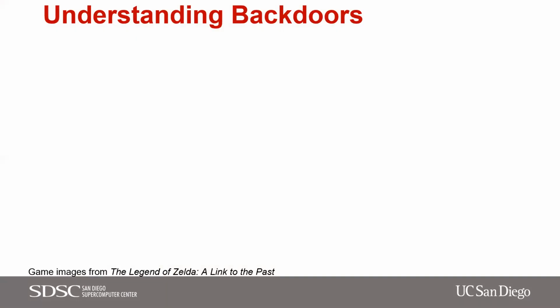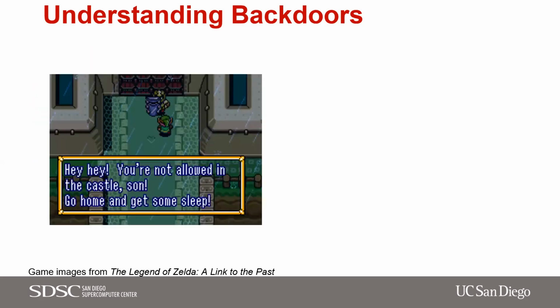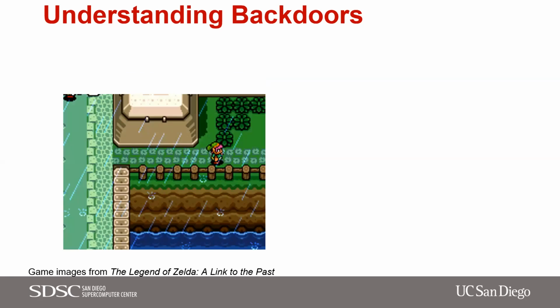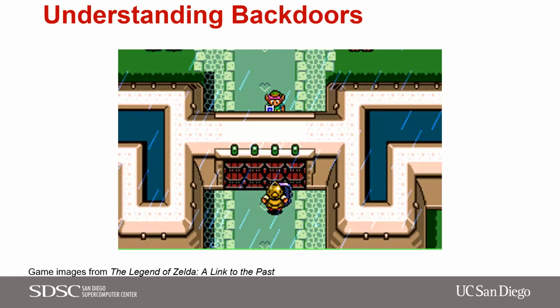There's this thing called a backdoor, and let's see if I can explain this concept using a video game called Link to the Past. Early on in the game, you have to go into the castle, and around the castle is a wall, there's a gate, and a guard. The guard says, you're not allowed here, go home and get some sleep, but you need to get into the castle. So how do you go about doing this? Well, if you go around the side, follow the wall, there's a hole in the ground, you go through the hole, and you'll end up on the other side of the gate.